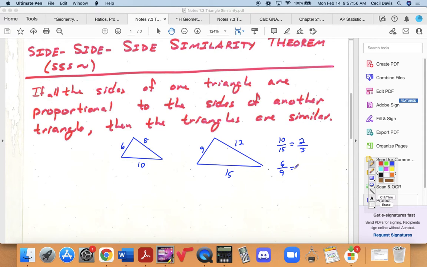And here, 6 to 9 reduces to 2 to 3. And then we'll check the medium-sized ones, 8 to 12. It's also 2 to 3. So these two triangles are similar by side-side-side similarity. And again, it's important because we already have a side-side-side for congruence that you add the similar symbol at the end. Without that, you're saying something other than what you're meaning to say.